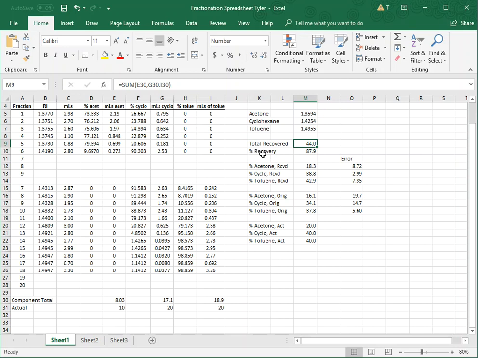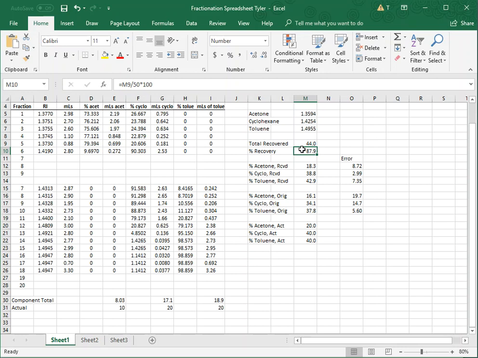And then to calculate that percent recovery, what you would do is take 44.0, which is the total amount that you collected in the fractionation process, and divide it by the actual total that we provided you. In this case, 20 plus 20 plus 10 is 50. So 44 divided by 50 times 100 will give me a percent recovery. So it looks like this person has lost about 12% of their sample. And part of the problem is, where does that 12% go, right? How did you lose 12% of your sample throughout the fractionation process?